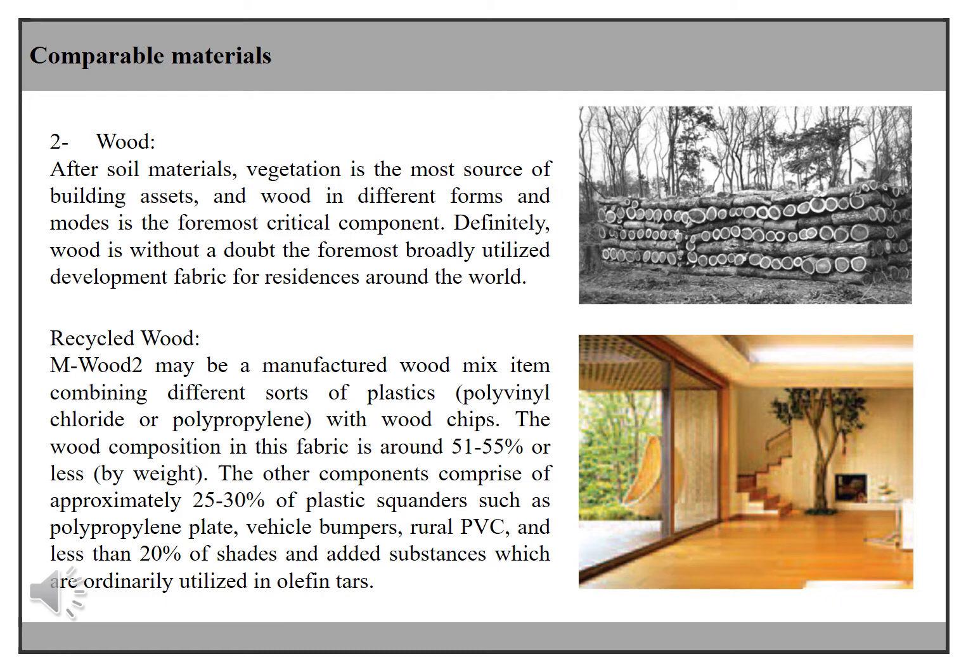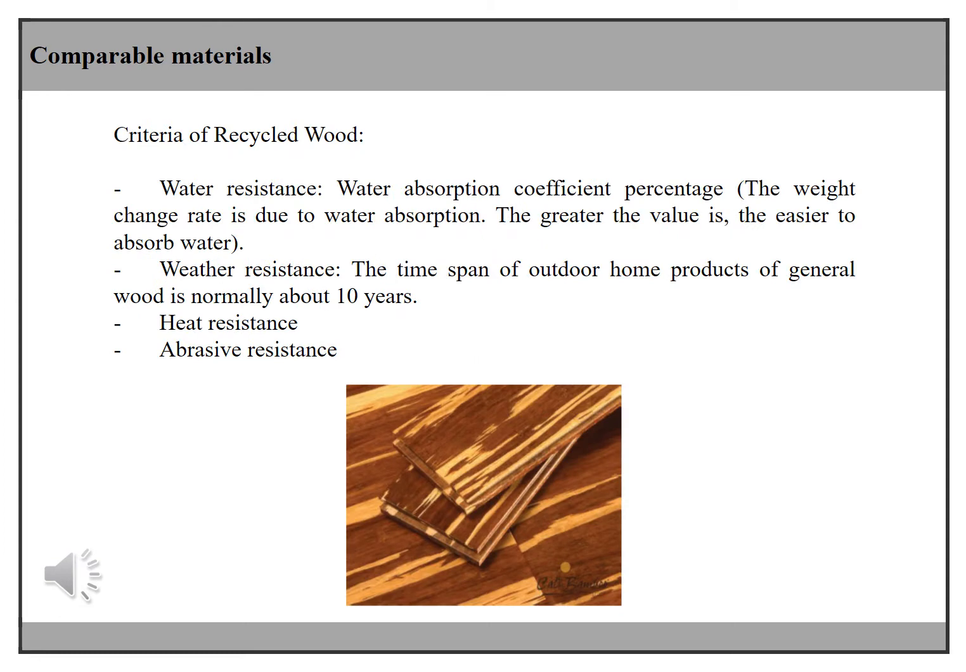In new techniques and after the eco materials, we can say that recycled wood is starting to be more efficient for use within eco buildings and sustainable buildings. Recycled wood has several criteria, such as water resistance with a high water absorption coefficient percentage, then weather resistance. The time span of outdoor home products of general wood is normally about 10 years, heat resistance and abrasive resistance.